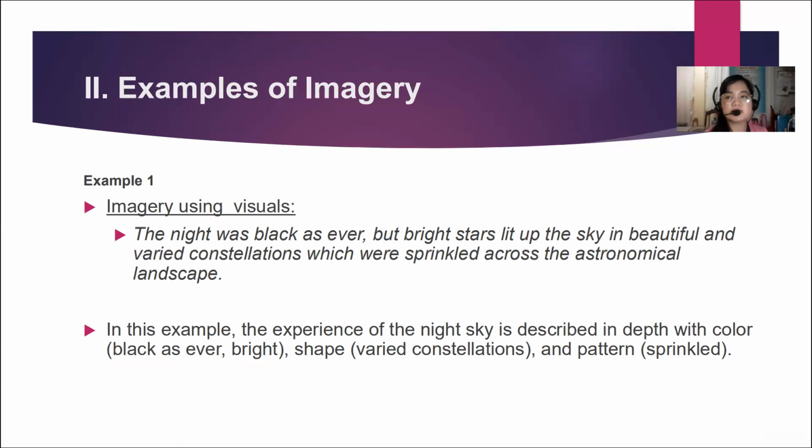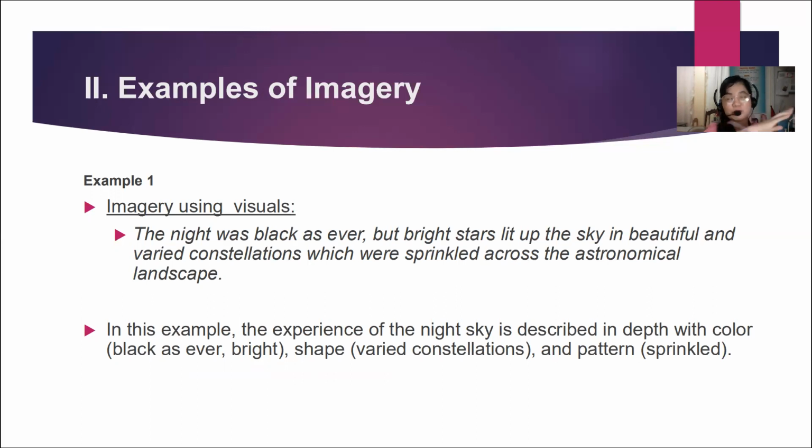So the first example is imagery using visuals, or the eyes. That is the first out of the 5 senses. The night was black as ever, but bright stars lit up the sky in beautiful and varied constellations, which were sprinkled across the astronomical landscape. So as you can see, the author is very in-depth in using imagery in the passage. For example, the color black, black as ever. Shape, varied constellations, and pattern, sprinkled. So the author used many imagery.